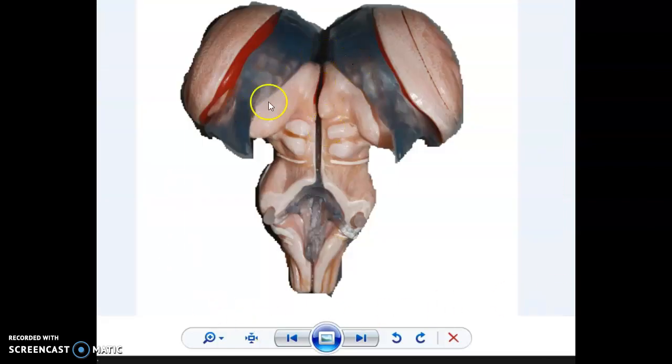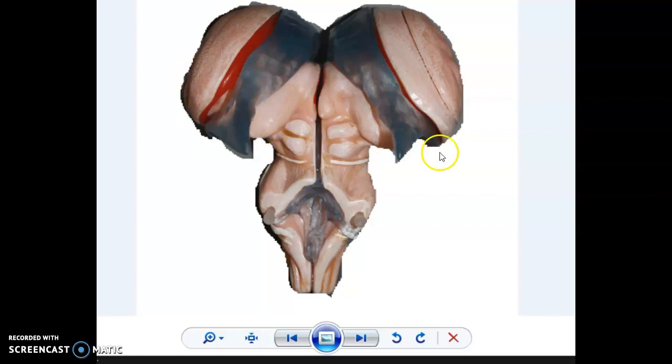Finally, we come to the posterior view. So again, this is the insular lobe right there. This is the lateral ventricle in the cerebral hemispheres. That red thing's called the basal ganglia, or the basal nuclei. It is nuclei in the white matter that's between the thalamus and the insular lobe.